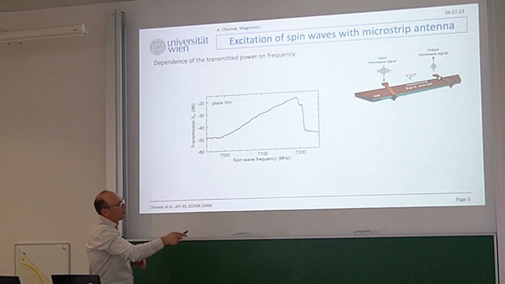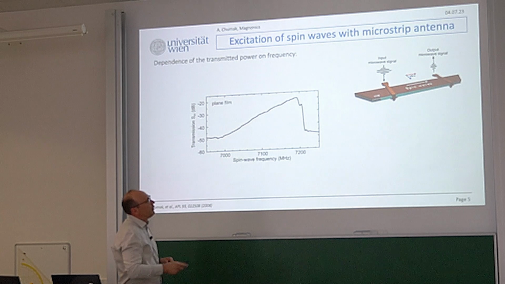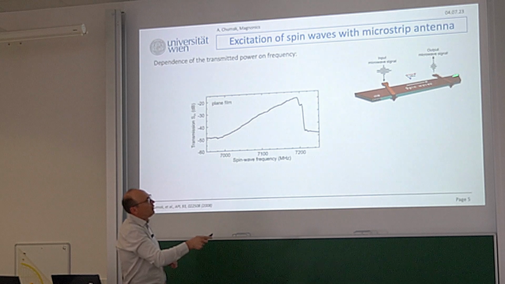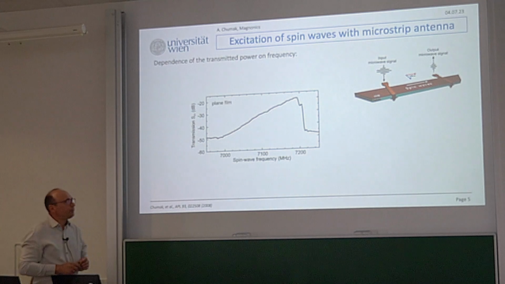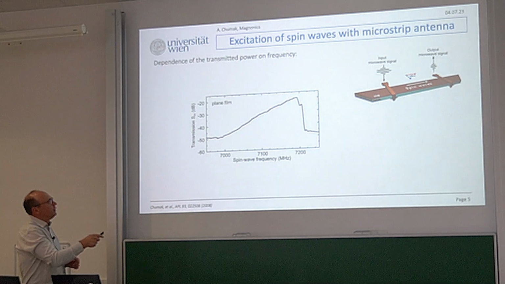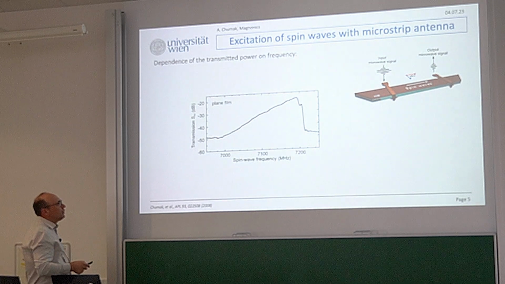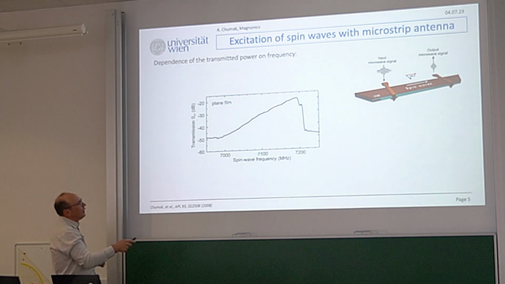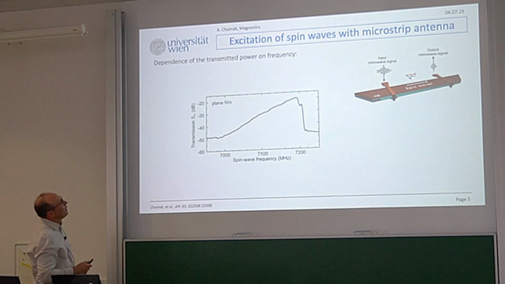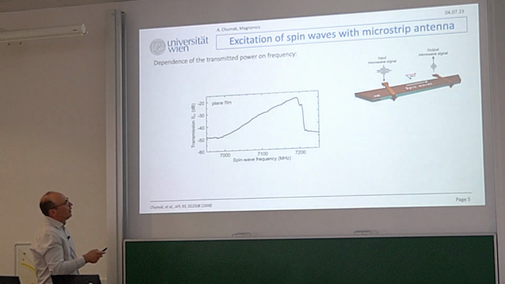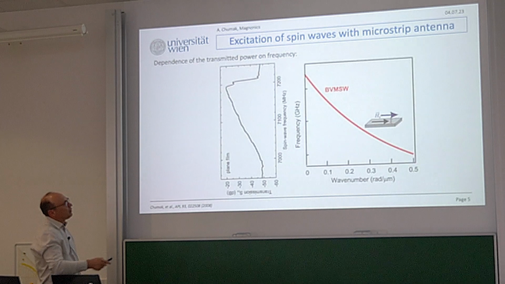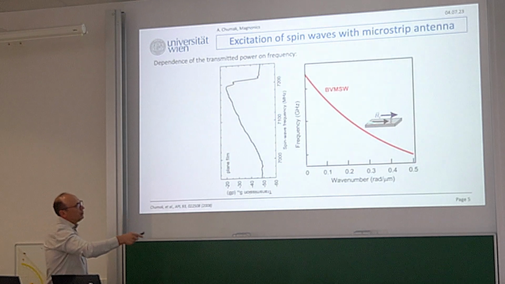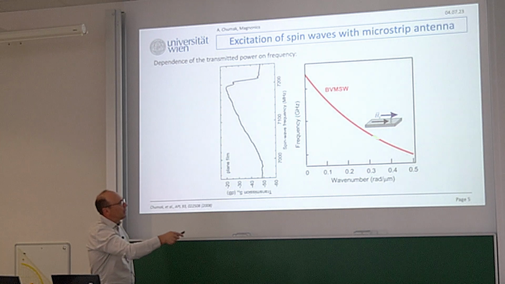So when you have input and output antennas, you send such a signal. For example, you apply a magnetic field along the strip, so you work in the backward volume magnetostatic geometry. Then it's just connected to a vector network analyzer, and you measure transmission S21, so transmission from port 1 to port 2, as a function of frequency for a given magnetic field. Here it was around 180 millitesla.